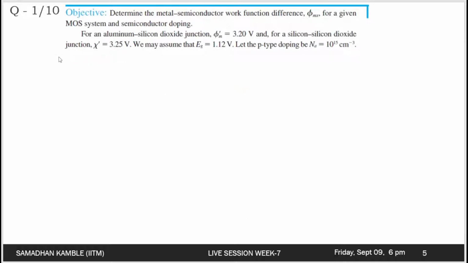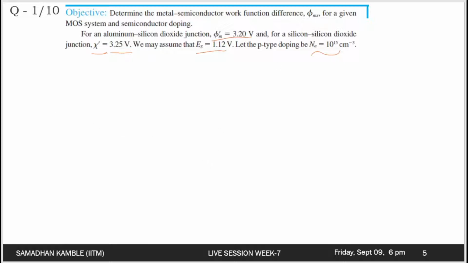So the objective of the question is the following. What we have asked is to determine the metal semiconductor work function difference, that is phi ms, for a given MOS system and semiconductor doping. So the example is of an aluminum silicon dioxide junction in which phi m prime is given by 3.20 volt, and for a silicon dioxide junction, chi prime, that is the modified electron affinity, is given by 3.25 volt. Also we can assume the band gap as 1.12 volt, and the p-type doping is also given. So we need to find out the work function difference, that is phi ms.